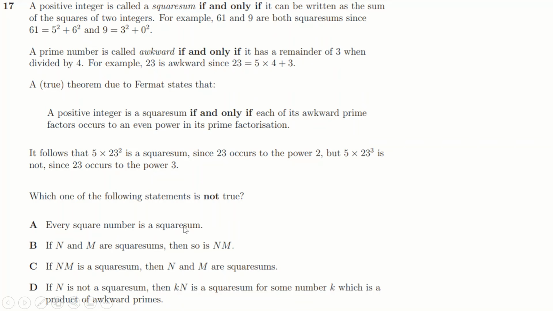So every square number is a square sum. Now that is true, and this example makes that very obvious because you can just use 0. You can just use the square as just the square plus 0. So that's fine, that's definitely true.